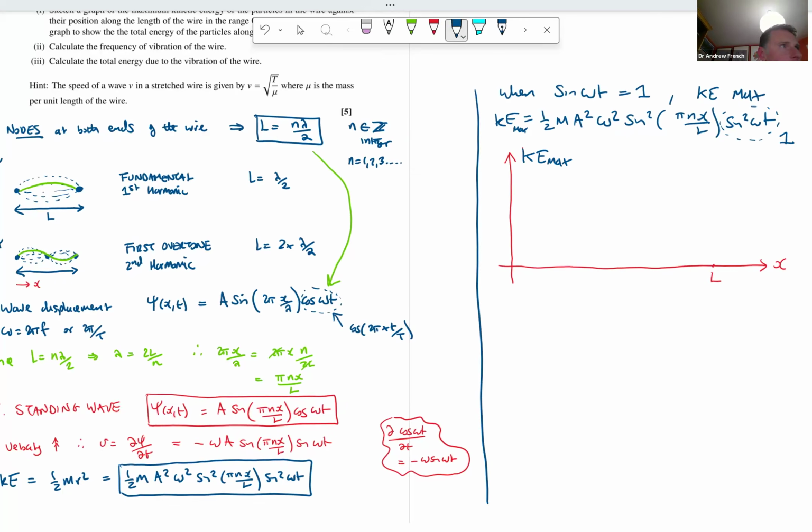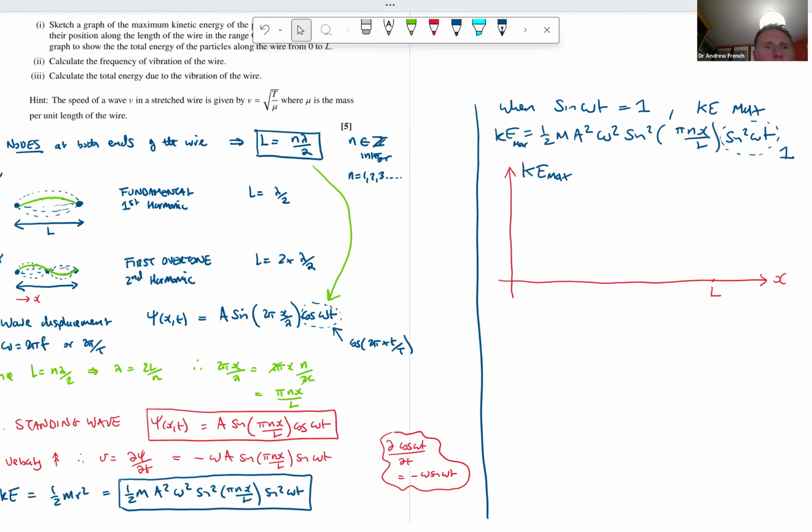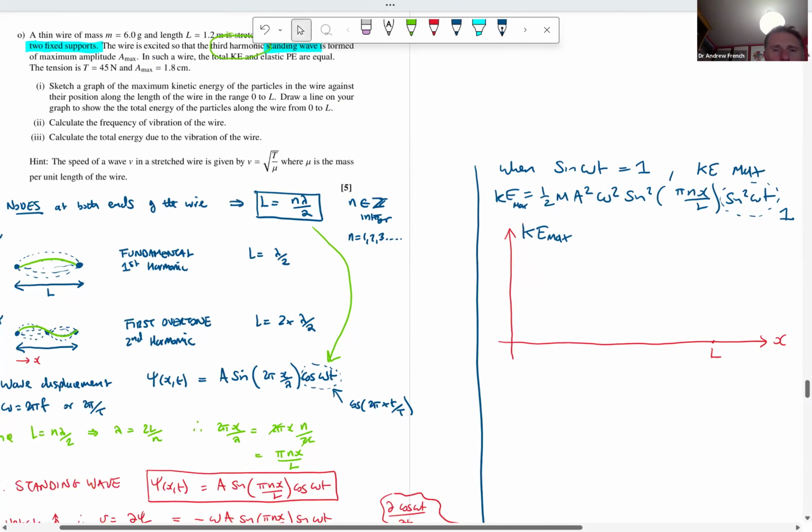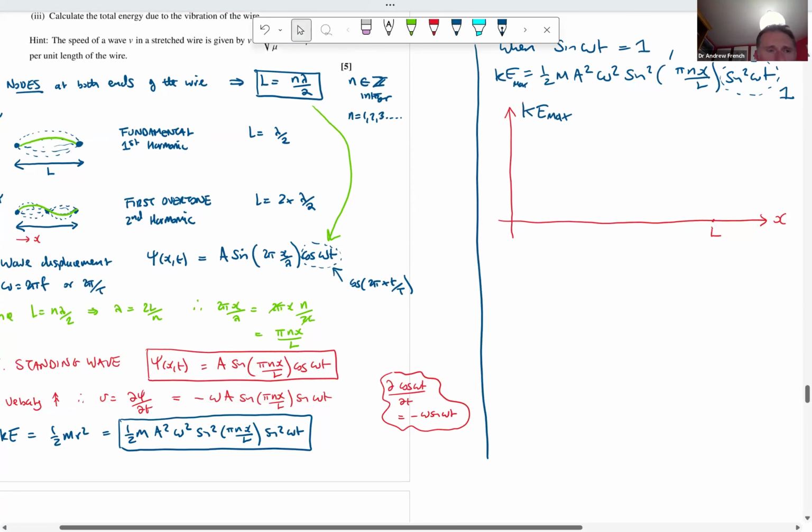There we go. And so what have we got? Well, what are our various nodes? We're talking about the third harmonic standing wave. So how many nodes have we got? It's going to be 4. So we've got 2 for the fundamental, 3 for the first overtone, second harmonic, and 4 for this one.